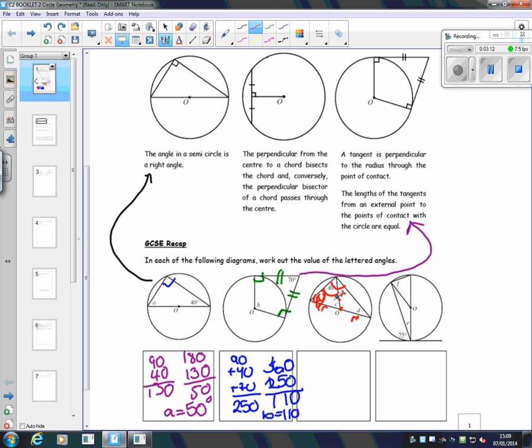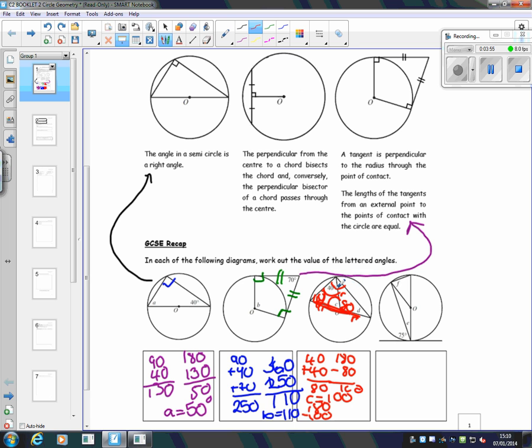That means that this angle here at C will be 40 plus 40, which is 80, and 180 minus 80 will give C equal to 100. So C is equal to 100. And again, this line here is straight. Angles on a straight line add up to 180 degrees. So 180 minus 100 will give this angle as being 80.